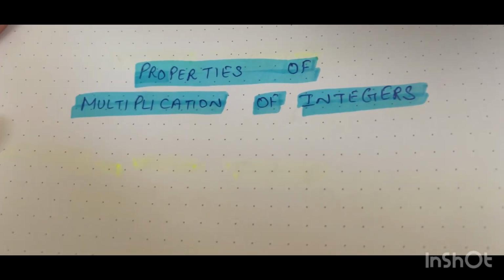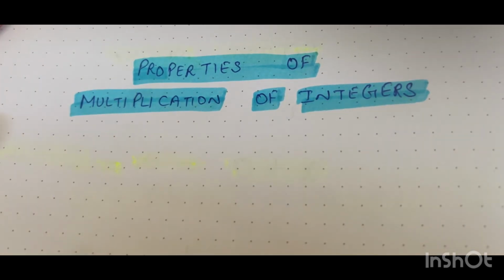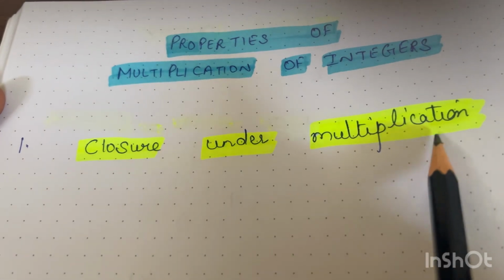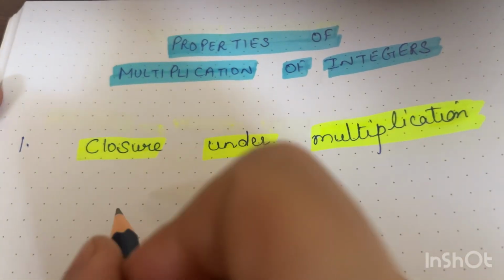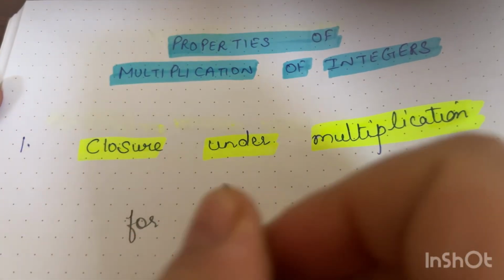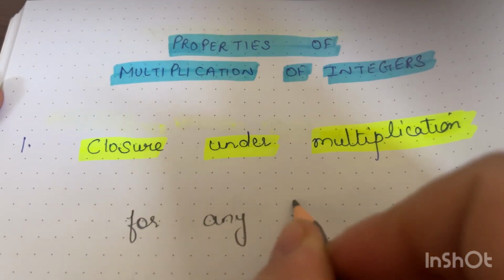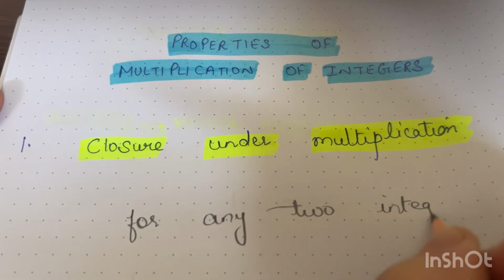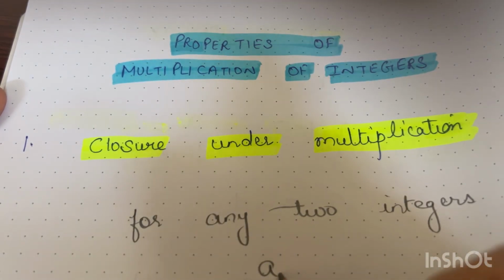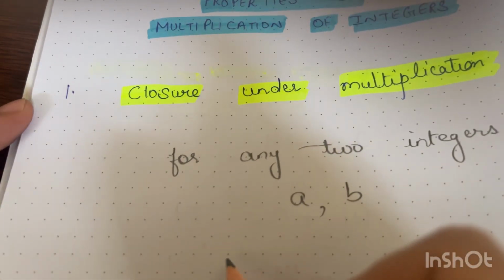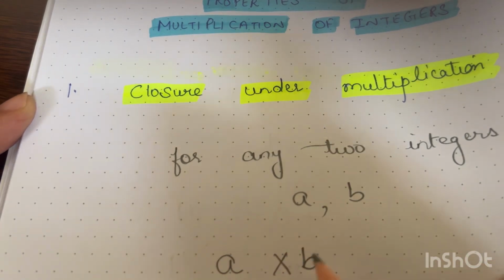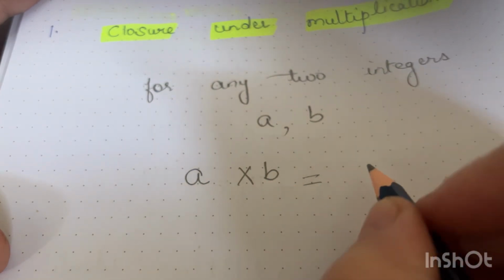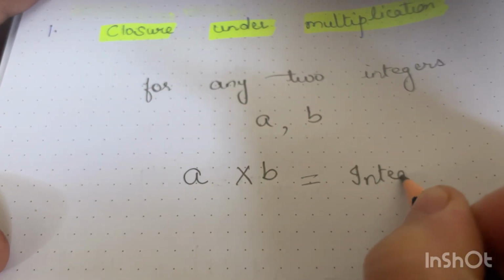Today's topic is properties of multiplication of integers. So let us start. The first property is closure under multiplication. What this property says is that for any two integers a and b, the answer of a multiplied by b should also be an integer.